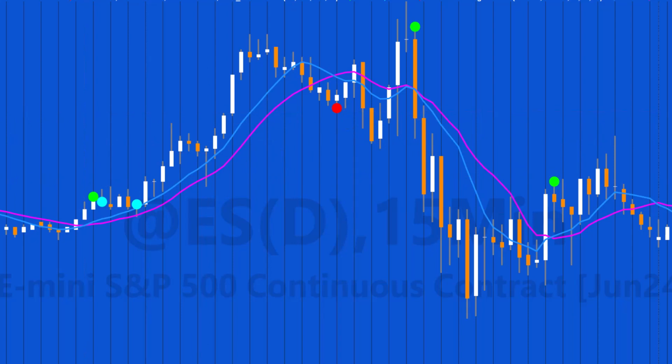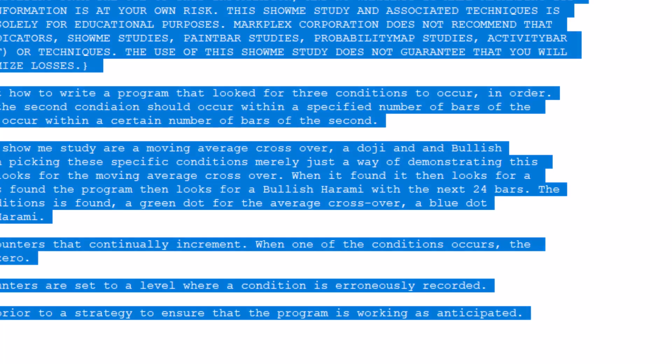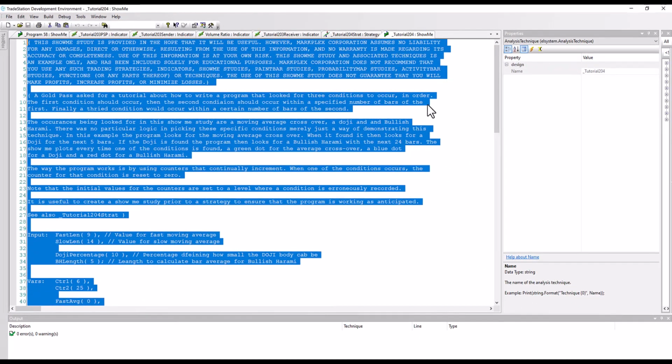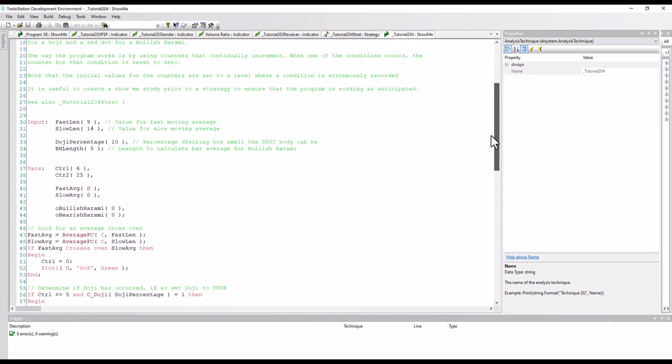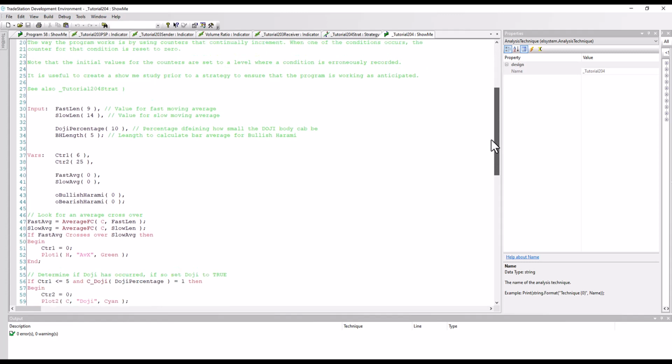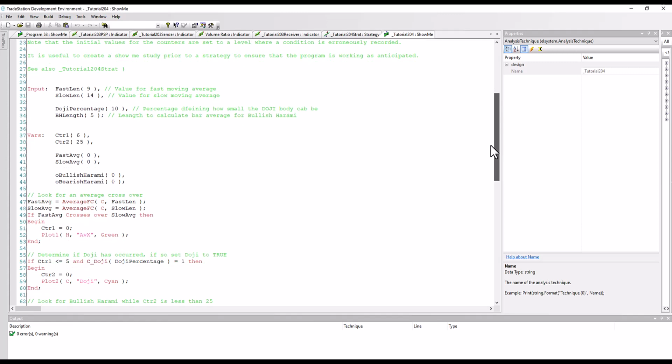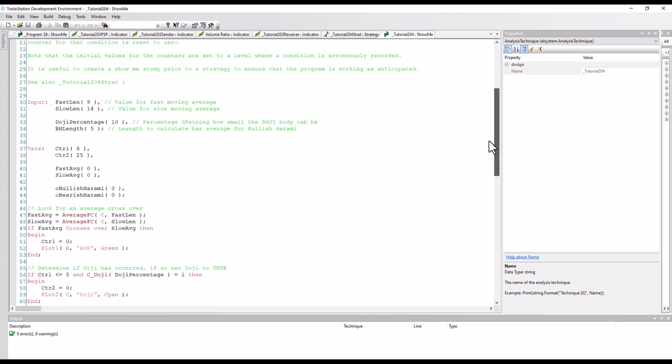If we just look at what's going on with the program, we've got two programs here. We've got the show me study, and we've also got a strategy. Let's just look at the show me study. Very, very basic, simple stuff using standard moving average functions and standard doji functions.